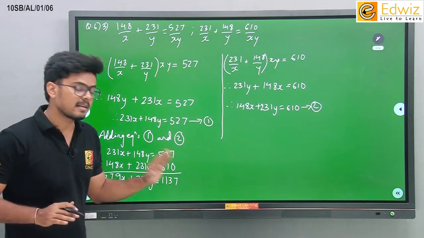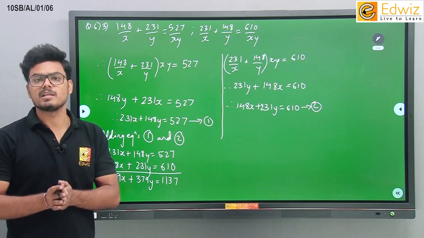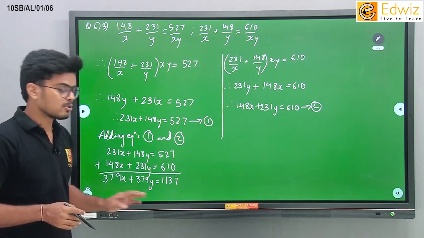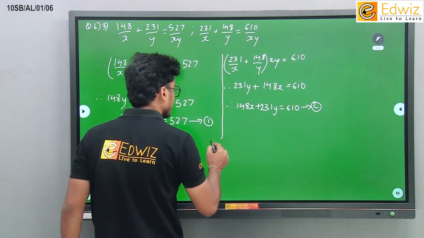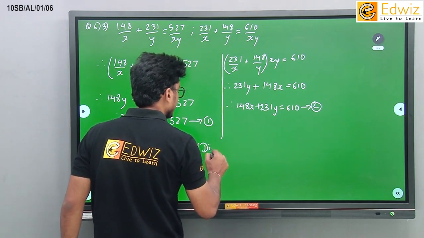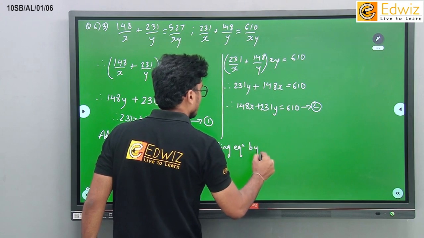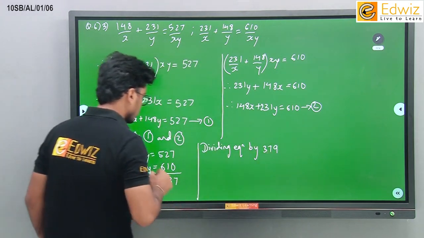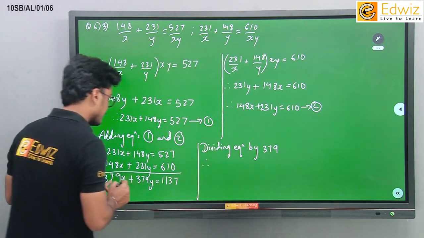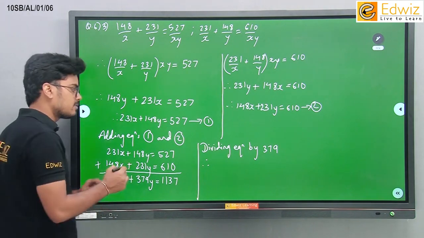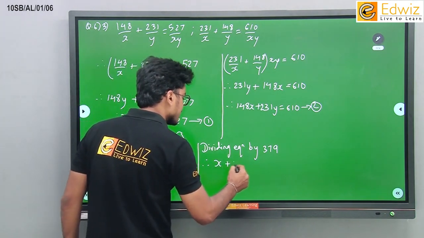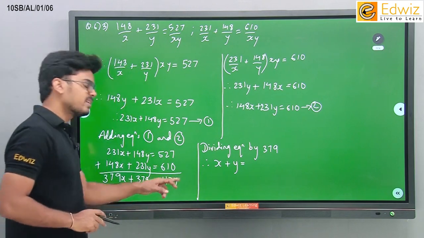Now this entire equation is divisible by 379. That's why it is coming like this. So we will divide this equation by 379. So this equation will just become x, this will just become y. So x plus y equal to 1137 divided by 379.